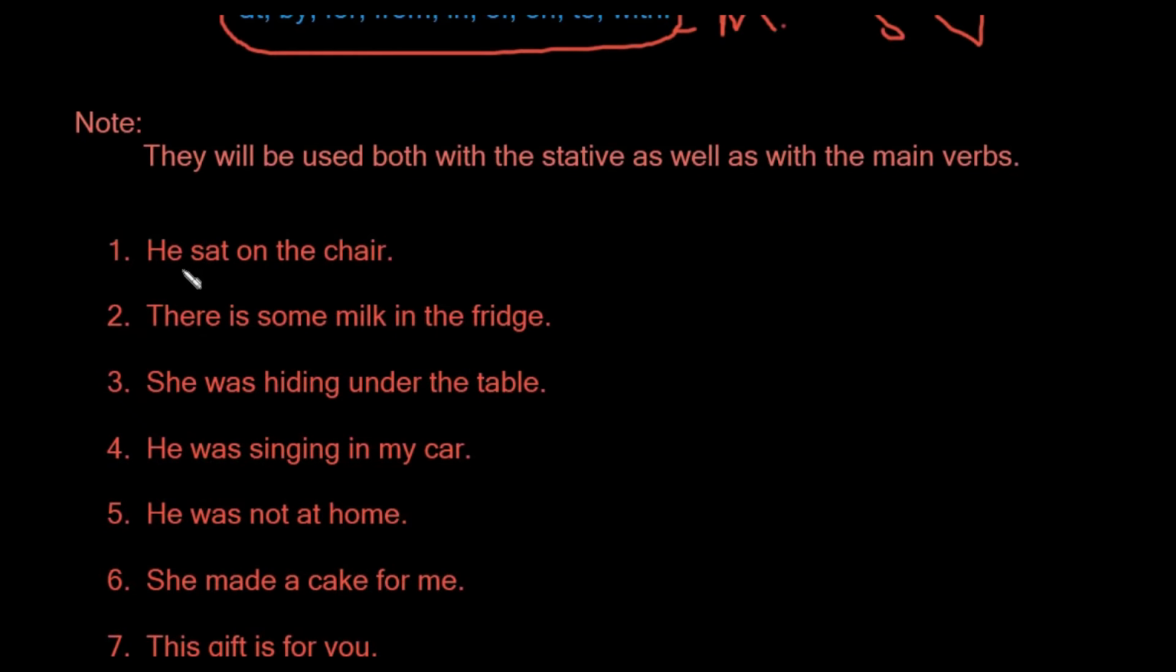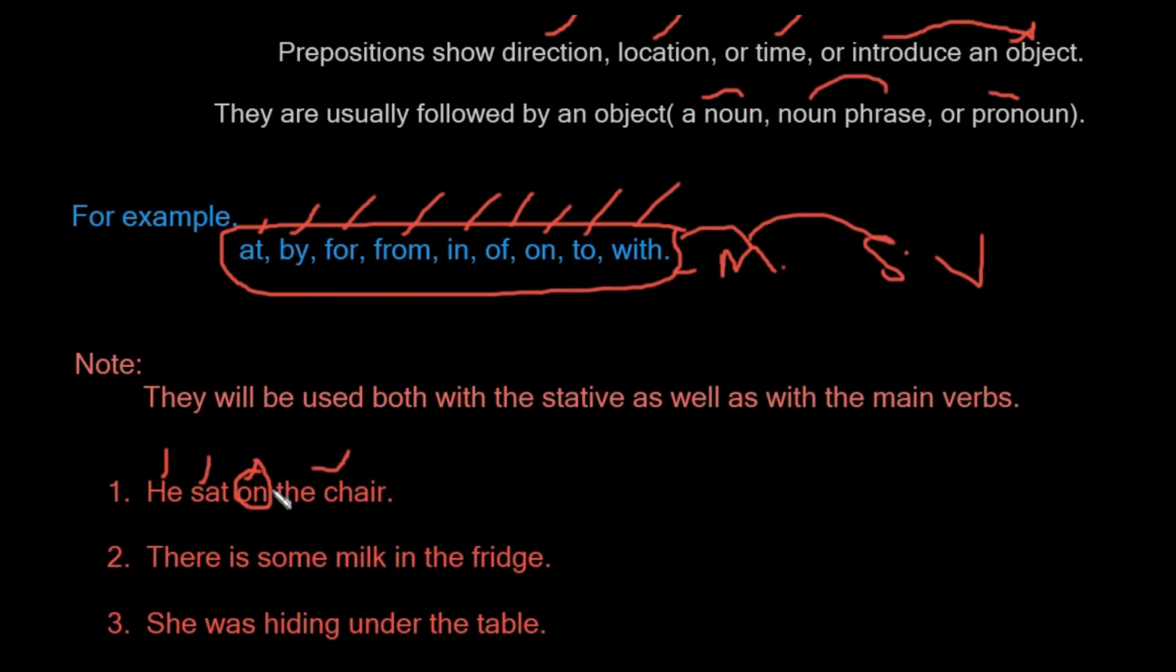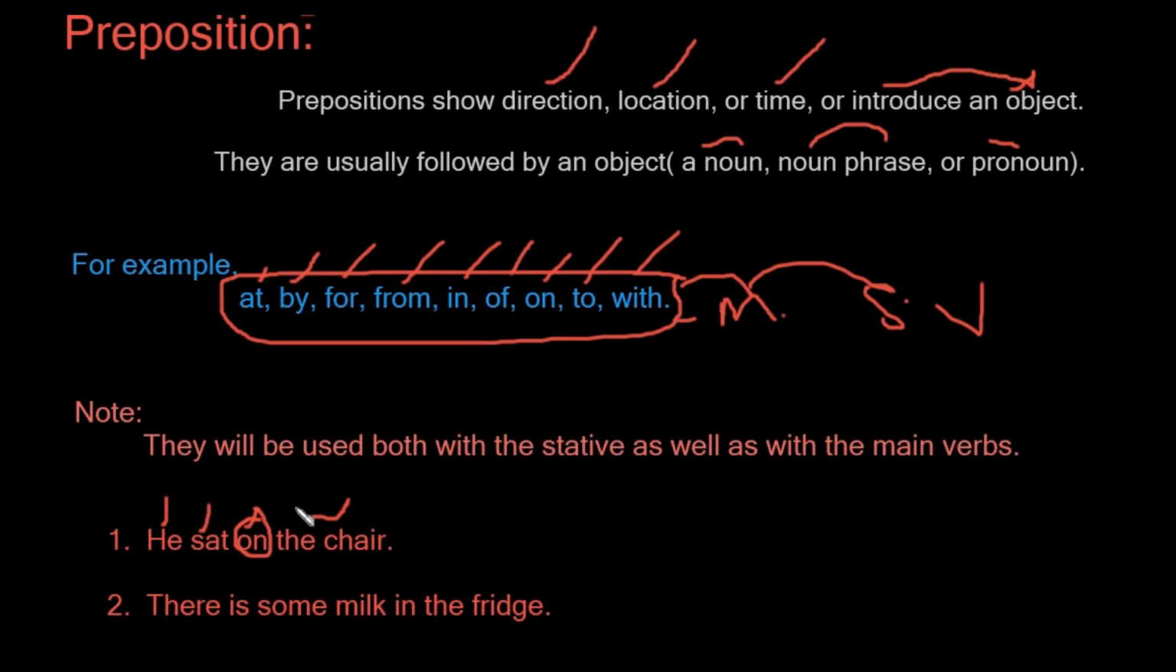For example, the first sentence we have: he sat on the chair. So he is the subject, sat is the second form of the verb, which is sit. Sit is the first form and sat is the second form. On is the preposition, and chair is an object. It is followed by the object. So the chair is the object and on is the preposition.